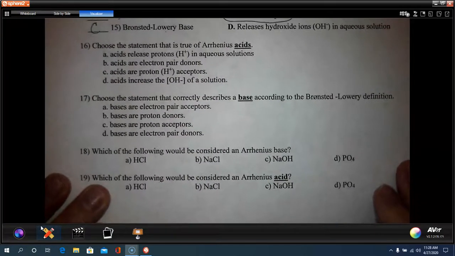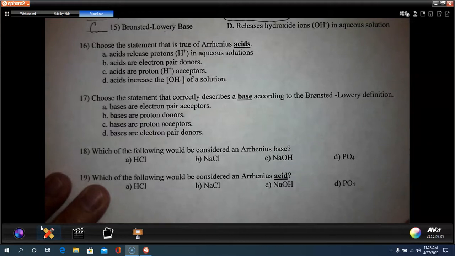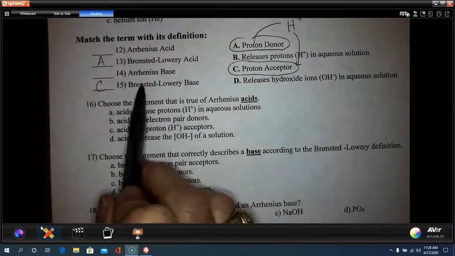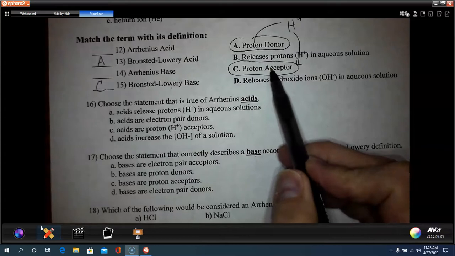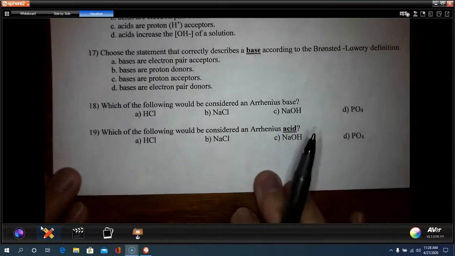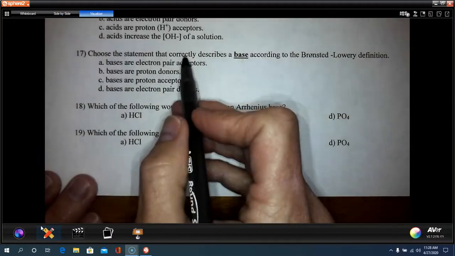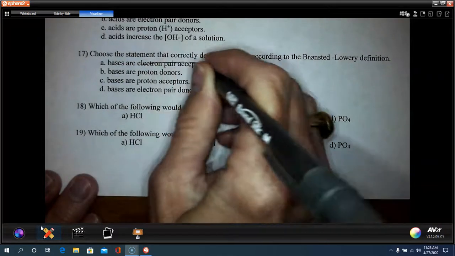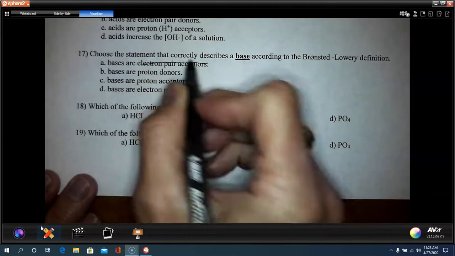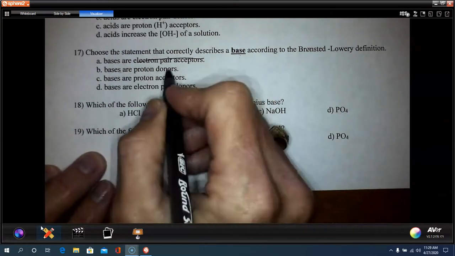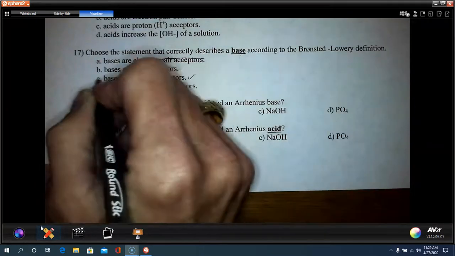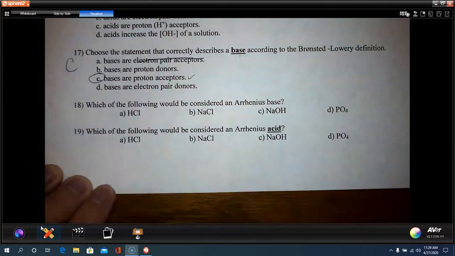Number 17. Choose the statement that correctly describes a base according to the Bronsted-Lowry definition. Remember up here we talked about how Bronsted-Lowry bases are proton acceptors. So since we're looking at Bronsted-Lowry, it has to be a proton acceptor. Bases are electron pair acceptors? Nope, that's a trick. Proton donors? Nope, that's the Bronsted-Lowry acid, remember. Bases are proton acceptors. Well, there it is. C is the right answer. Bronsted-Lowry bases are proton acceptors.